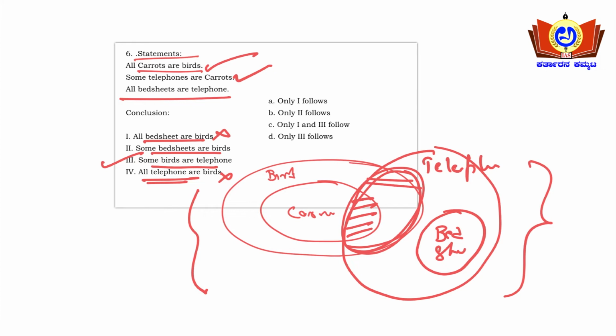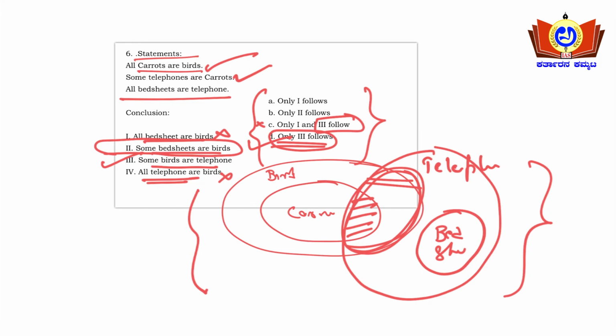So we shall search for the option that has 3. Option C says only 1 and 3 follow, but 1 is wrong, my dear friends. So option C can be eliminated and option D can be taken, and we shall eliminate the second option. Some bed sheets are birds might be the probable option, but in the options we need to mark only the 100% right option. Hence option D is the right answer, my dear friends.